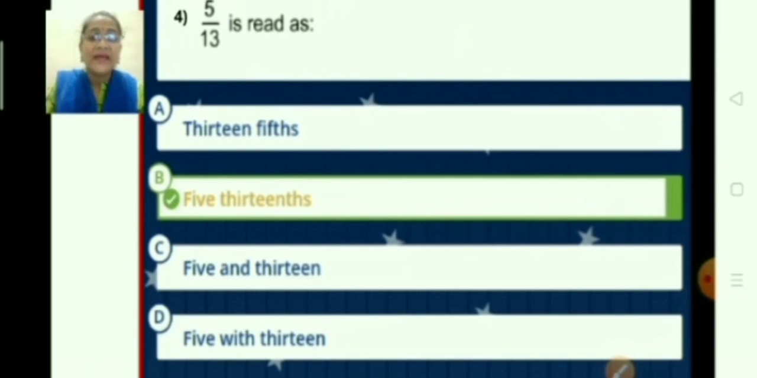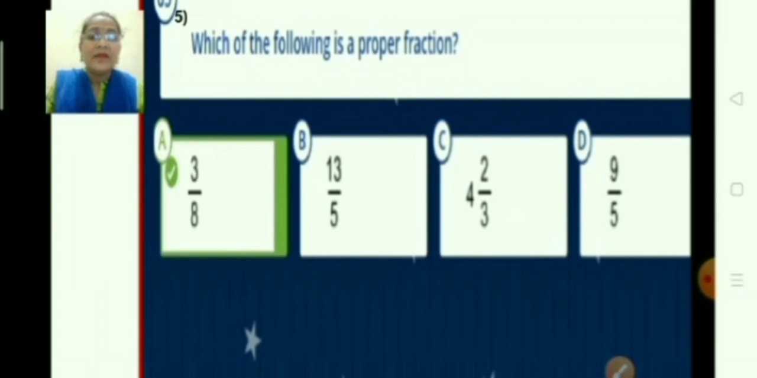Now we will move on to the next question, that is, 5 by 13 is read as, how do we read this? 5/13. Next is, which of the following is a proper fraction? Here 4 options are given to you. Out of these 4 options, you have to select the correct one only. So read the options carefully and recall the definition of a proper fraction. And what is the definition of a proper fraction?